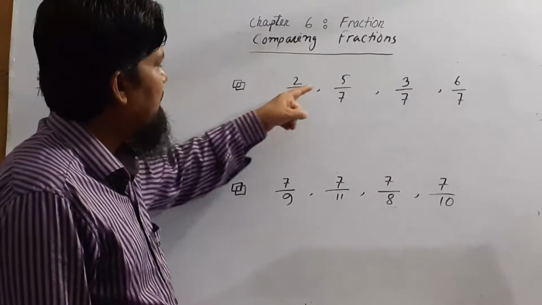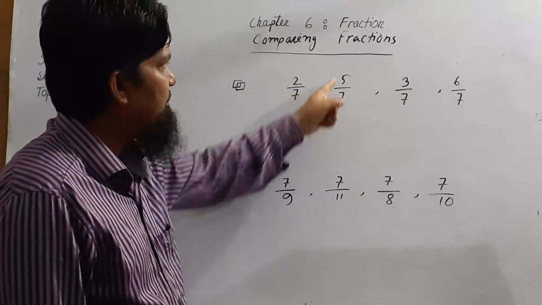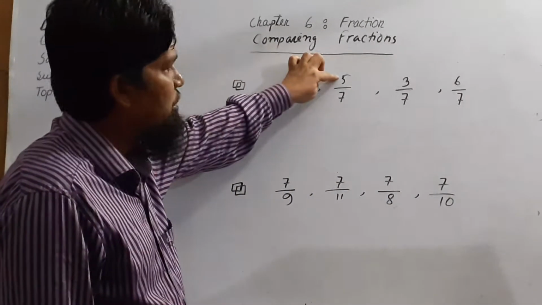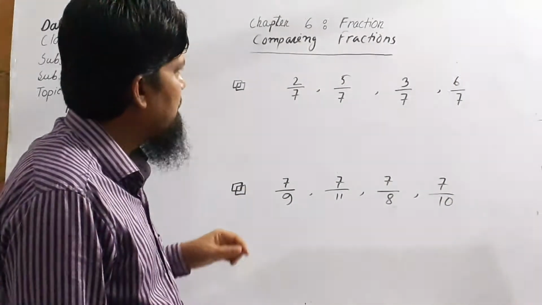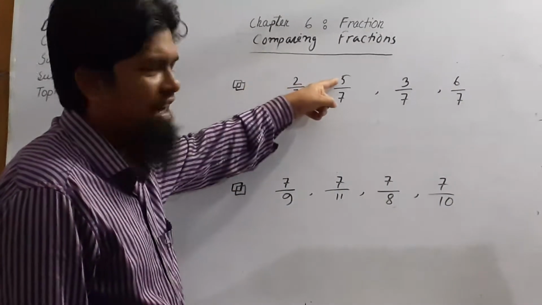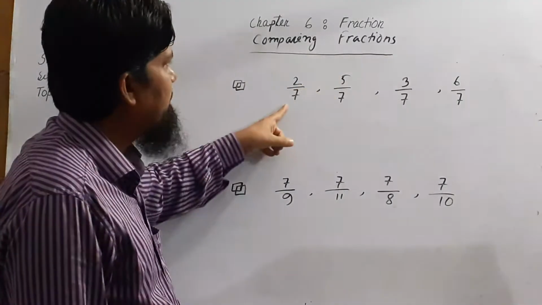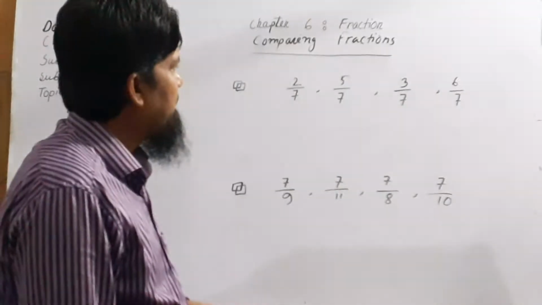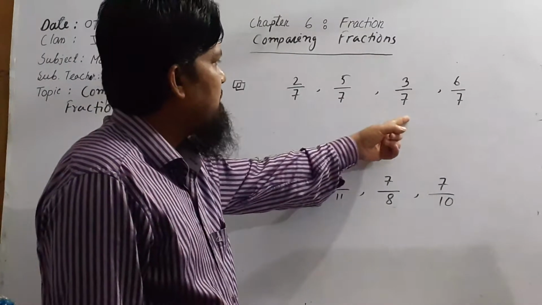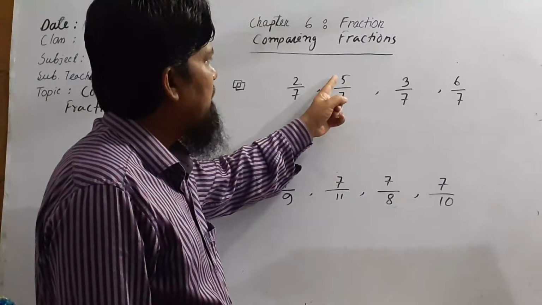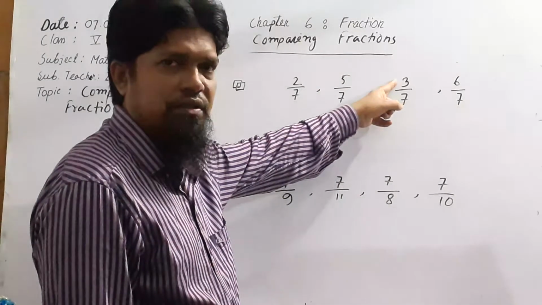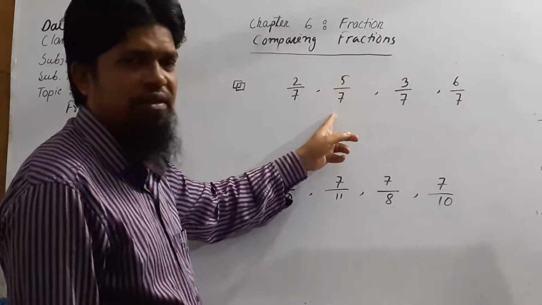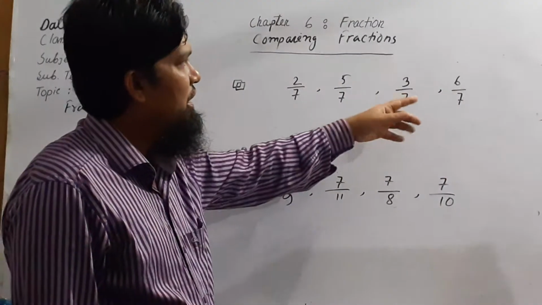So if I compare between these two fractions, 2 by 7 and 5 by 7, here the numerator is 2 and here it is 5. Since 2 is less than 5, so 2 by 7 will be less than 5 by 7. And between these two fractions, here the numerator is 5, here the numerator is 3. So 3 by 7 will be less than 5 by 7.